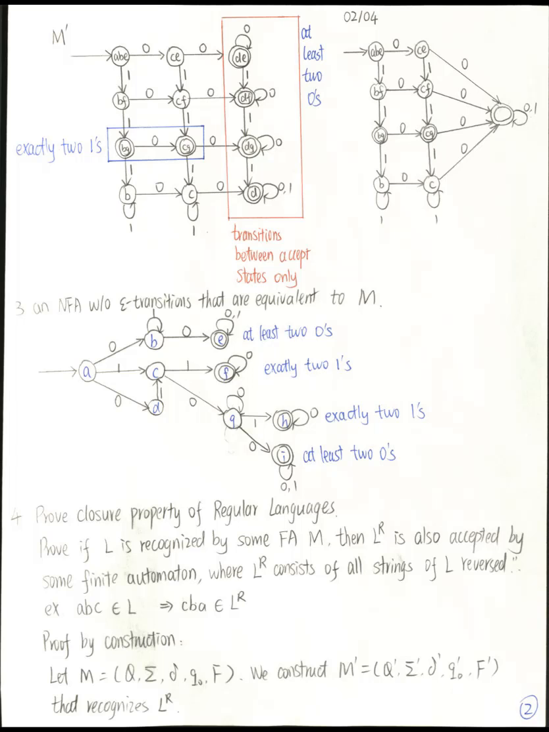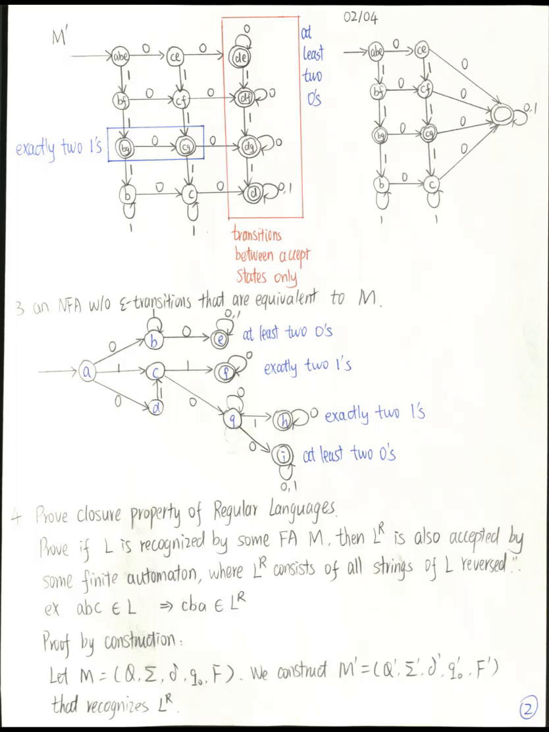Now consider the language. The language is the set of strings that contain at least 2 zeros or exactly 2 ones. If we analyze this machine, the first column of states means they have consumed no zeros at all. And the second column means they have consumed a single zero. And the third column means they have consumed 2 zeros. So they have satisfied one requirement. They should be accept states.